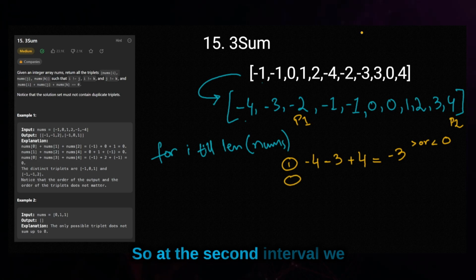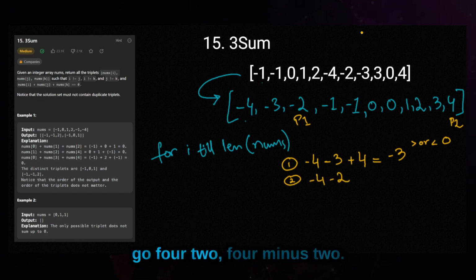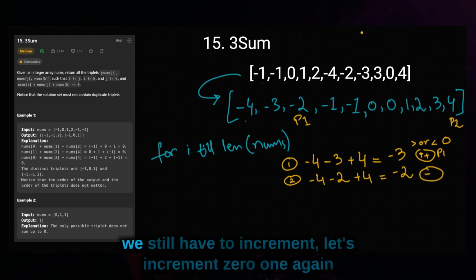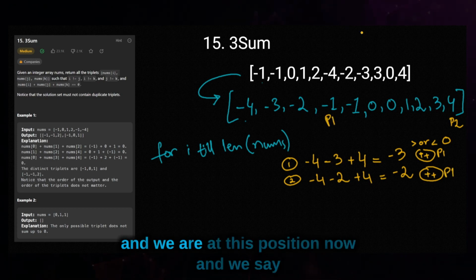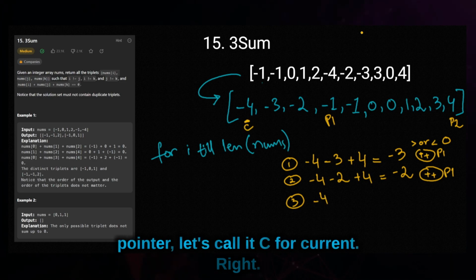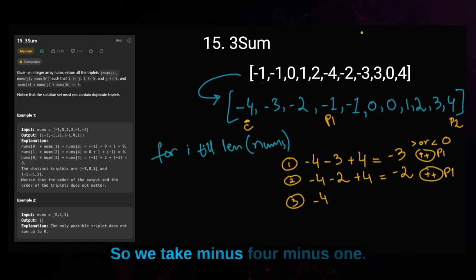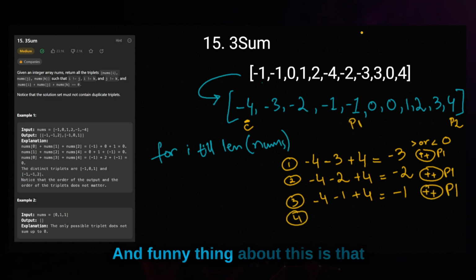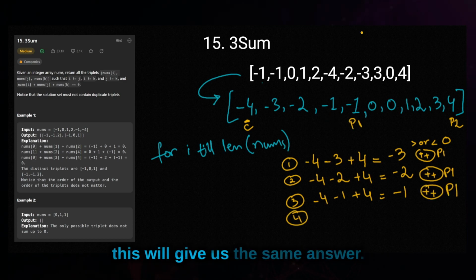At the second iteration, we go -4, -2, 4, which is -2. We still have to increment pointer 1 here, and in here we still have to increment. So let's increment pointer 1 again, and we are at this position now. Let's call the first pointer C for current. So we take -4, -1. Another iteration would be this one, and the funny thing about this is that this will give us the same answer.